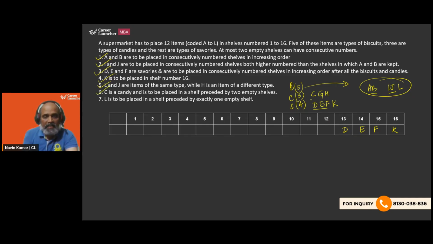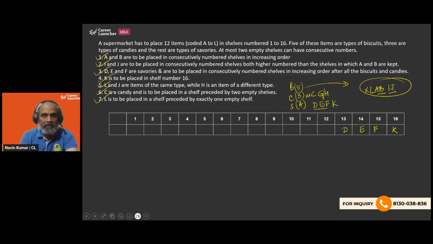Now it says C is a candy has to be placed in a shelf preceded by two empty shelves. So before C, we are supposed to have two empty shelves. Now G and H order, we do not know that. For A, B, I, J, L, they are going to be in this consecutive order. 7th point says L is to be placed in a shelf before that, we need to have exactly one empty shelf. So basically, it's L, A, B, I, J. This is the sequence of biscuits. And there needs to be one empty shelf.